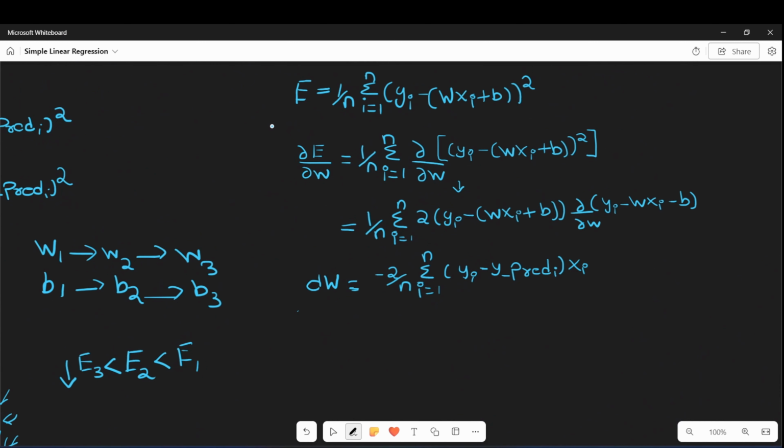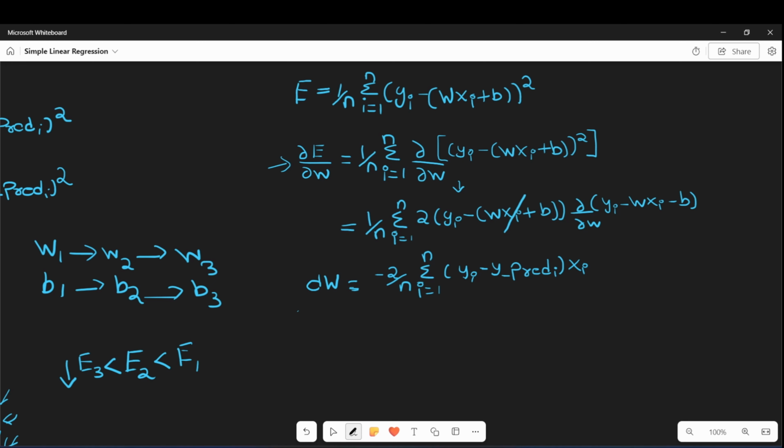We know the equation of the error function: E equal to 1 by n into summation of i equal to 1 to n, yi minus (w into xi plus b) whole square. We need to partially derive it with w. I took the partial derivative inside the summation, so the equation looks like this. And after performing the partial derivative on this part, the equation looks like this: 1 by n into summation of i equal to 1 to n, 2 into yi minus (w into xi plus b).